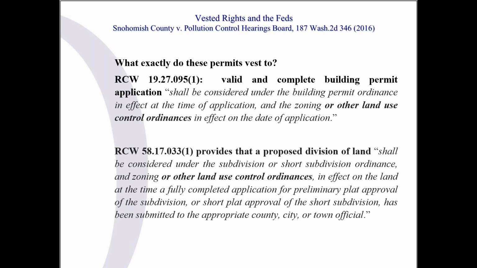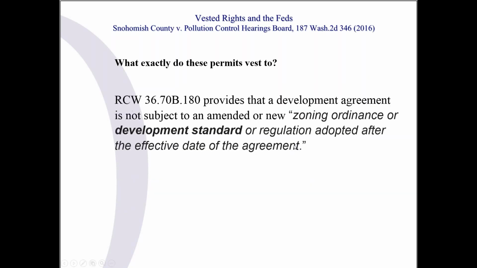subdivision application. So the legal issue then is, I mean, we know that stormwater regulations don't fall under zoning or the building permit ordinance or the subdivision ordinance. Obviously, it's does a stormwater regulation adopted by local ordinance qualify as a land use control ordinance under 19.27.095 or 58.17.033. Now for 36.70B.180 for development agreements, they don't use the term control ordinance, they use the term development standards. So similarly, for the purposes of the development agreement statutes, do those stormwater regulations qualify as a development standard?